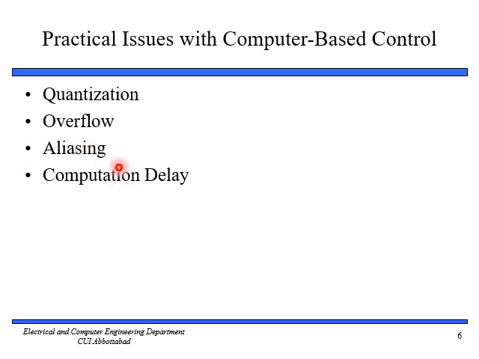Second is overflow. It happens if you add two numbers and the result gets out of bit range. Like if we are adding 2 plus 2 and the result is 4, you can represent it with the help of 3 bits, but if you get something like 6, you cannot represent 6 with the help of 2 bits. Aliasing is a phenomenon when you use a sampling frequency less than twice the maximum frequency. You do not get proper samples and you skip some samples. As a result, your signal gets distorted, and because of the sampling process you get computational delays. So these are the practical issues associated with computer-based control.